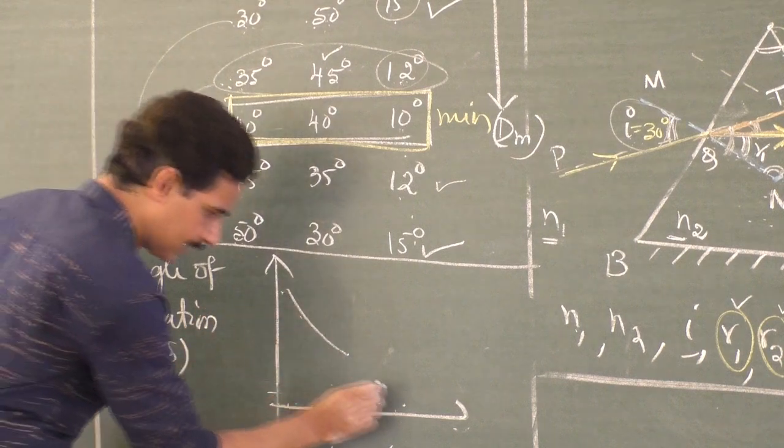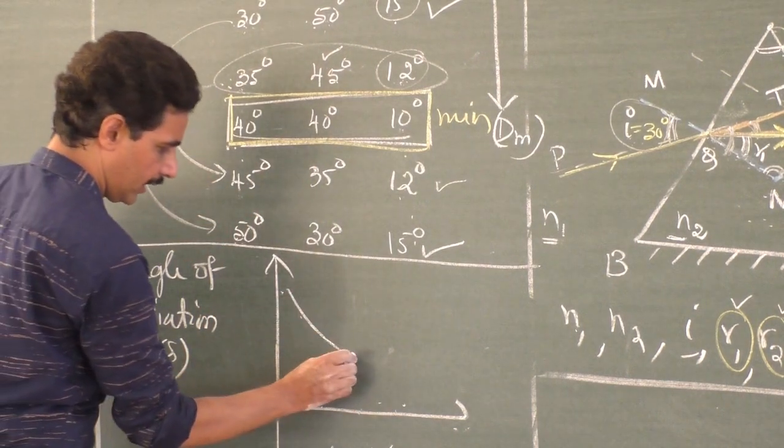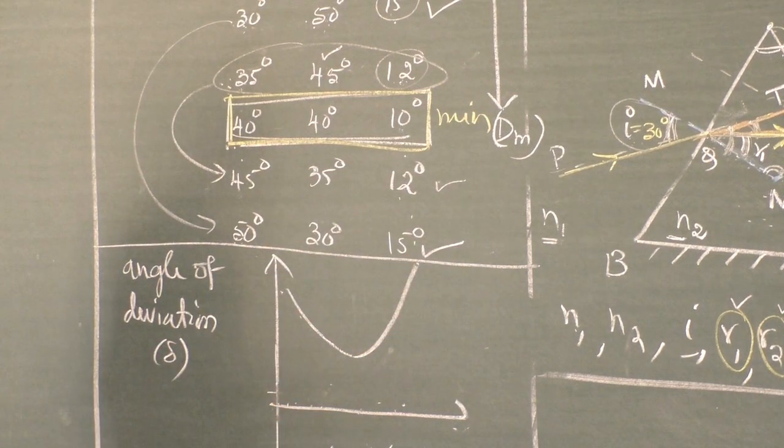Will it decrease, and decrease, until the angle of deviation reaches zero? Never. It reaches a minimum value and starts increasing like this. This is the graph. Hope you are drawing along with me.